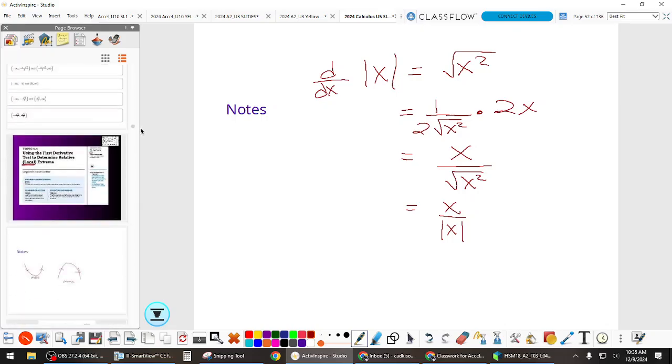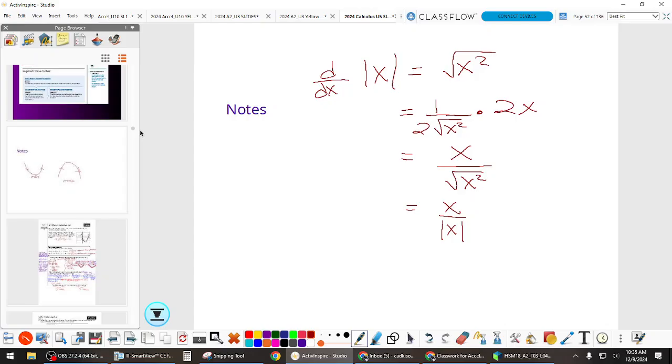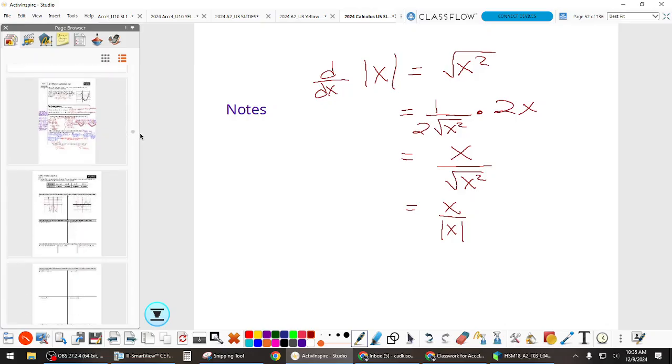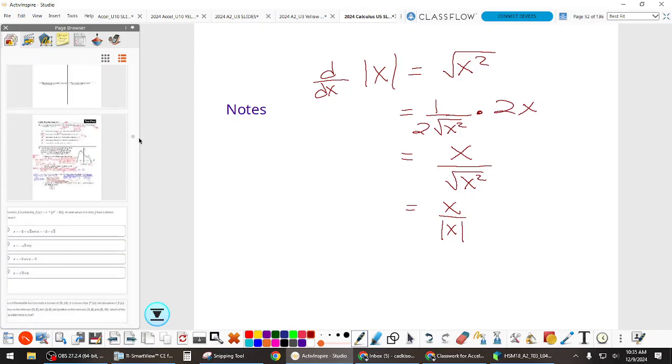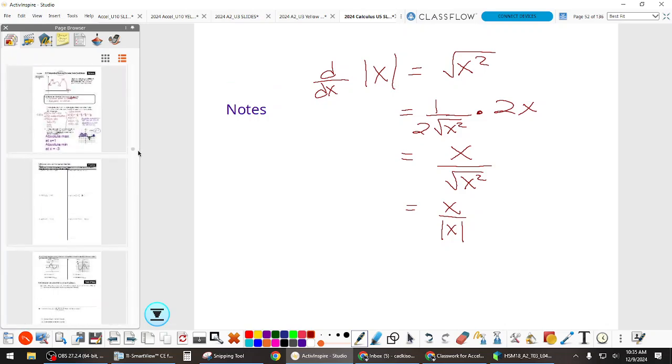It was just funny because we came across it. I think I put it in the warm-up maybe, and then it was like, wait a minute, we've never done an absolute value derivative. And so we kind of struggled through that a little bit. Anyway, I don't see it on here.